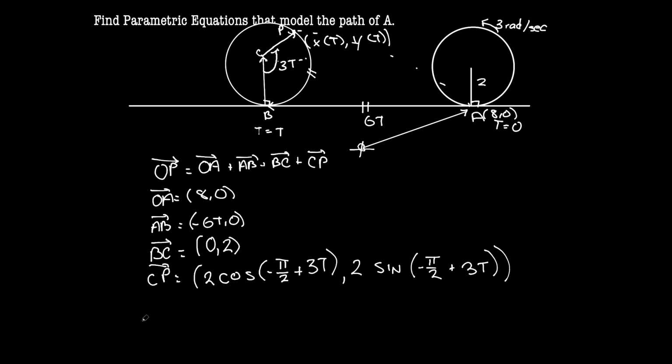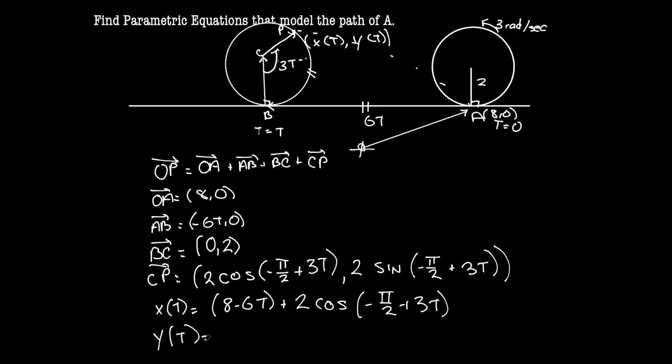In this situation, our pair of parametric equations is: x of t equals 8 minus 6t plus 2 cosine of negative pi over 2 plus 3t. And then for y, we're just going to sum the y components. So that will be 2 plus 2 sine of negative pi over 2 plus 3t. And this will model the movement of A to P.